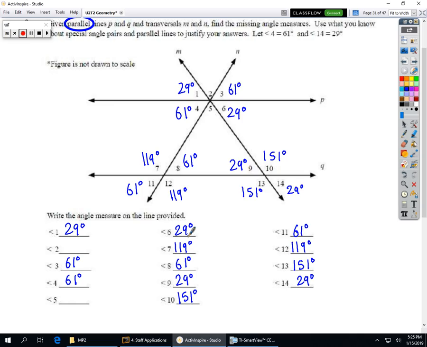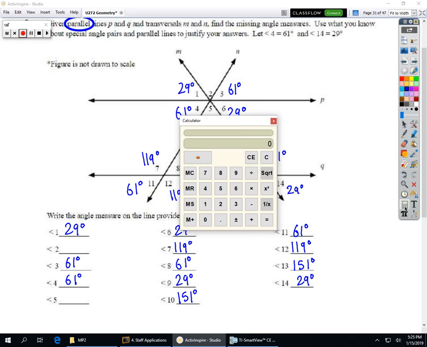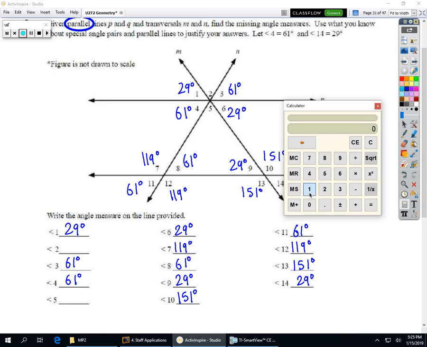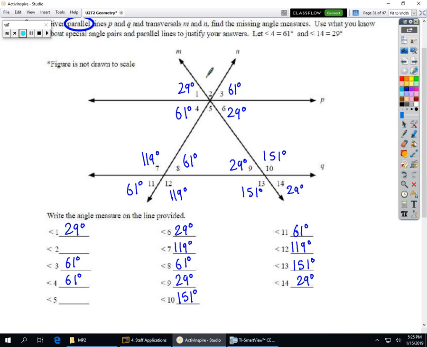And then finally, I got 2 and 5 missing. Well, all 3 of these on top and all 3 of these on the bottom need to add to 180. So I will do 180 minus the other 2 angles. 180 minus 61 minus 29 being 90. So they are all 90. So yes, parallel lines are wonderful. They let us do all these wonderful things.